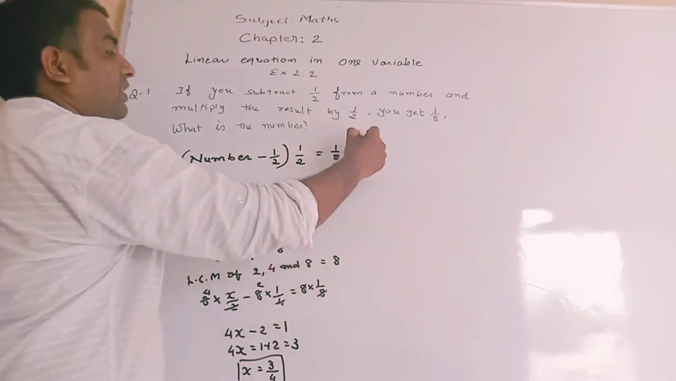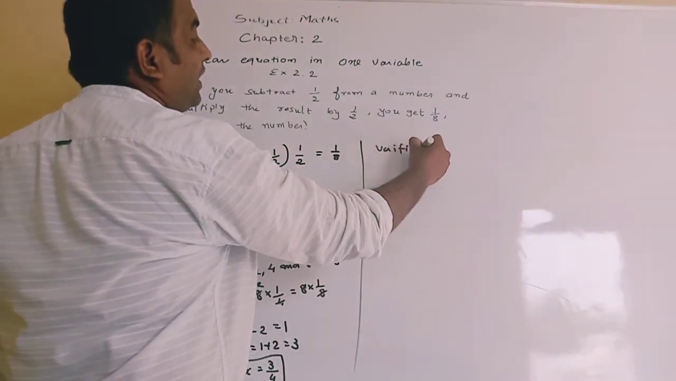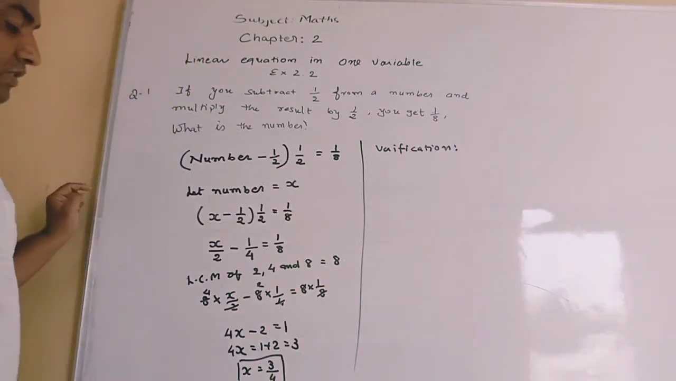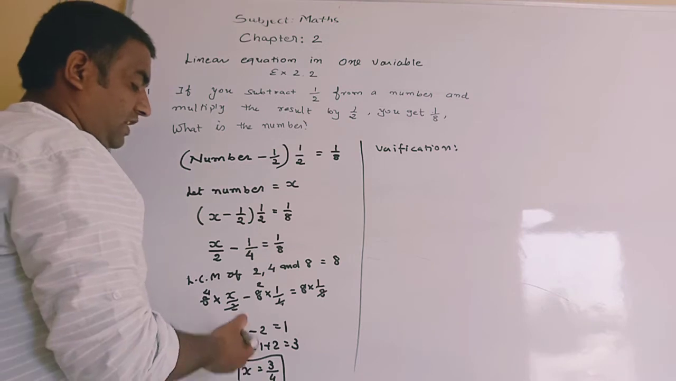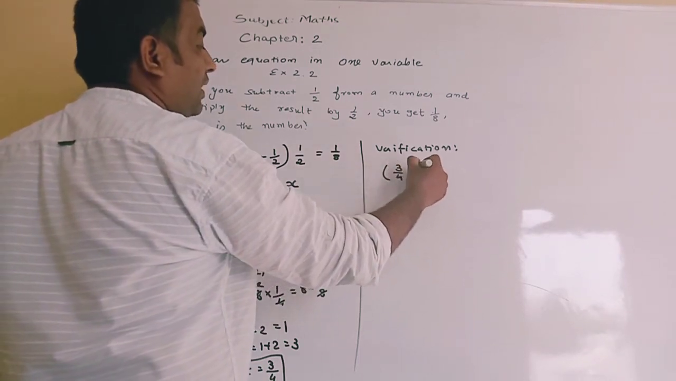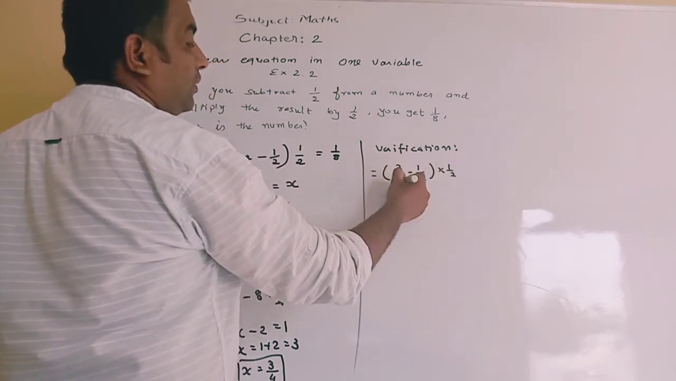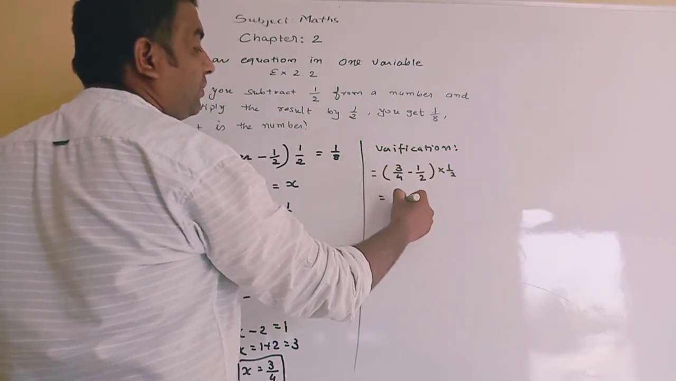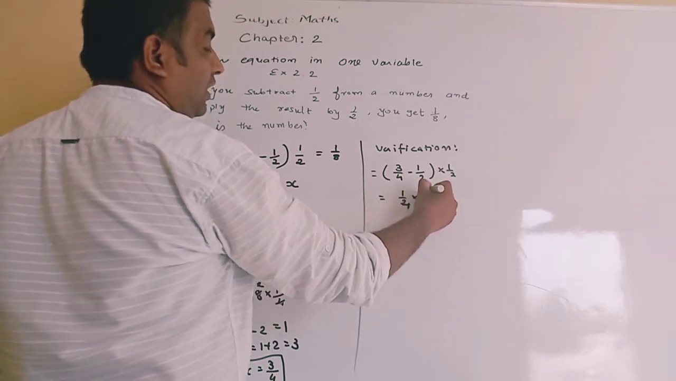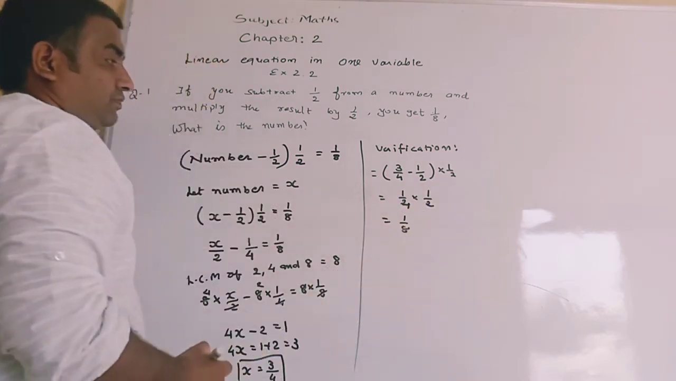Now verification we do. Verification is just optional, but if we are right or wrong, we want to check. Here (x minus 1/2), so 3/4 minus 1/2, into 1/2 we take. Then 3/4 minus 1/2 will be 1/2 into 1/4 into 1/2, it will be 1/8.